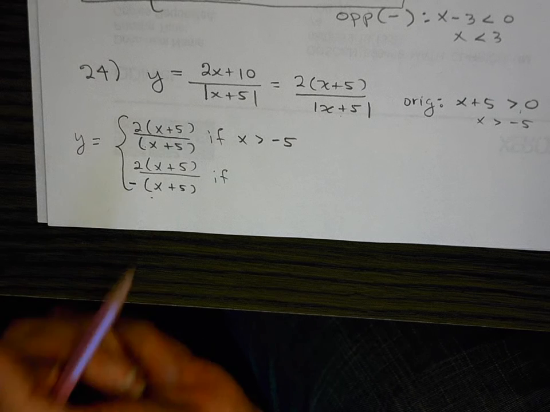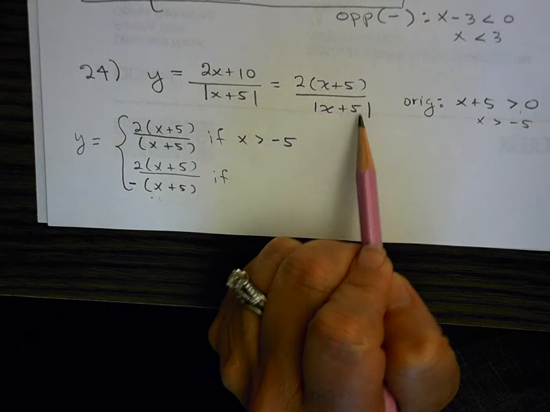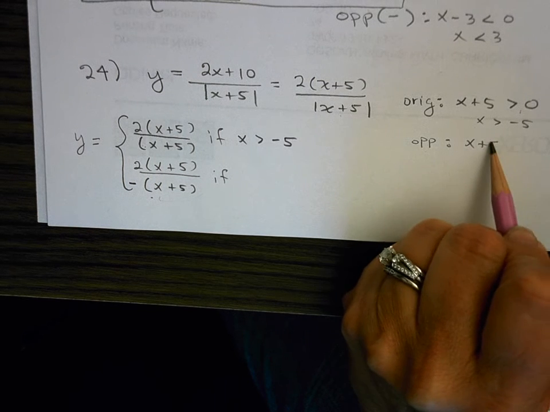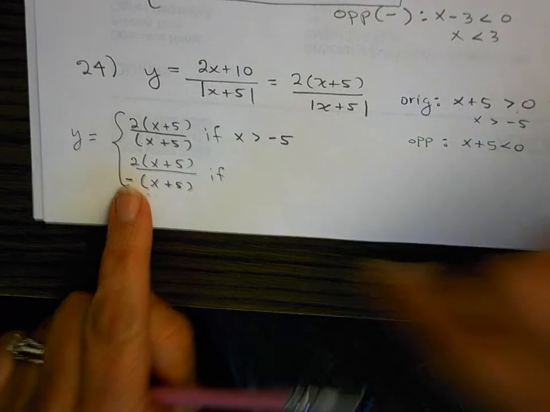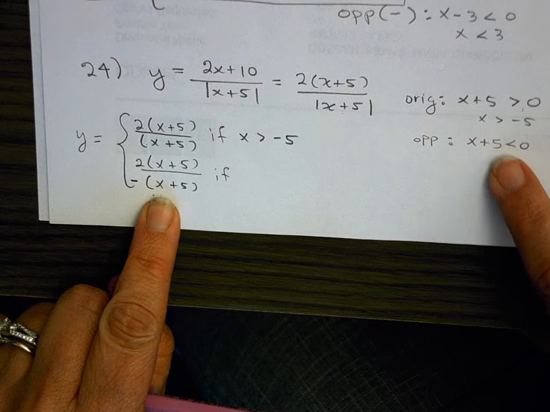And then now for the opposite version, the only way this would be true is if this part right here was negative. And to say it's negative is to say it's less than 0. So I can only have the negative out here if this is also negative, meaning less than 0.